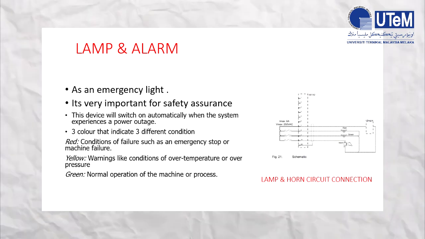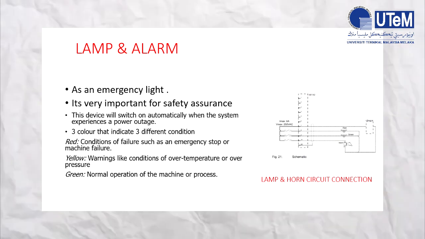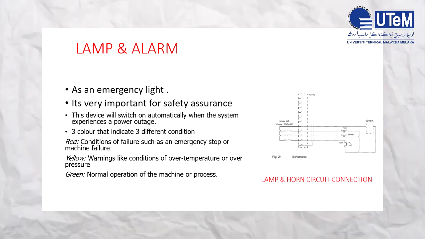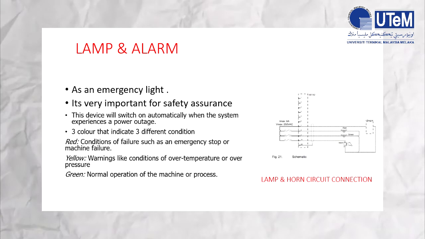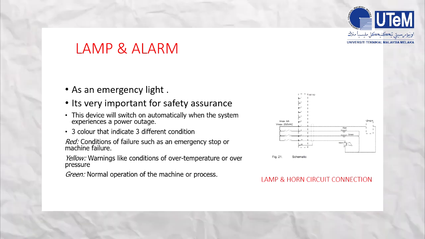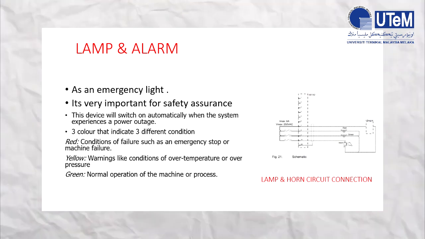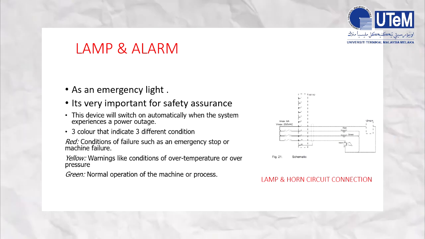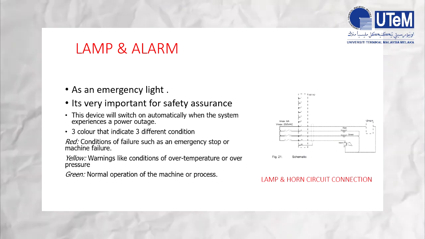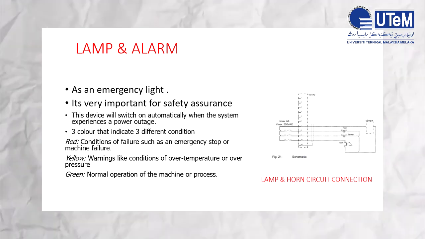The first color, red, means a condition of failure such as an emergency stop or machine failure. The second color is yellow, and it gives warnings like a condition of over temperature or over pressure. The last color, green, indicates normal operation of the machine or process.